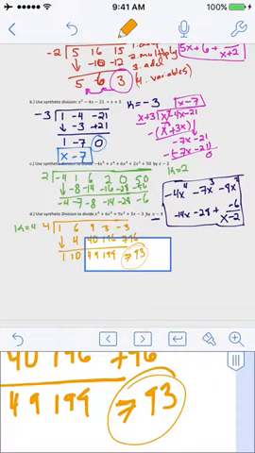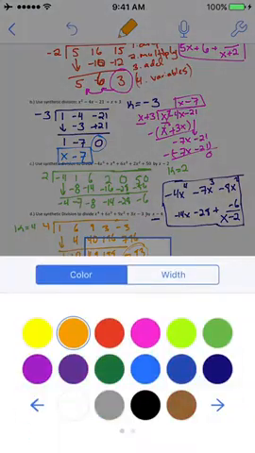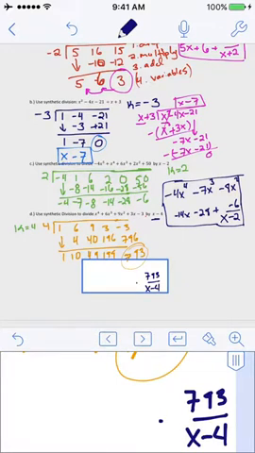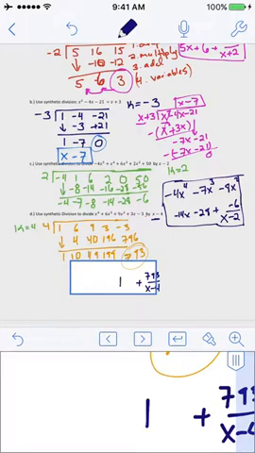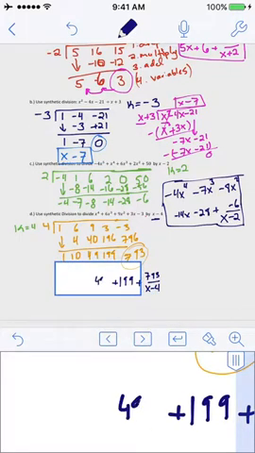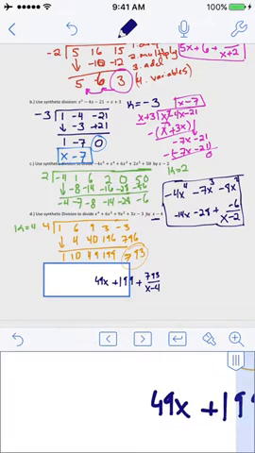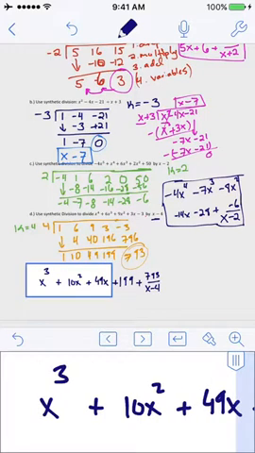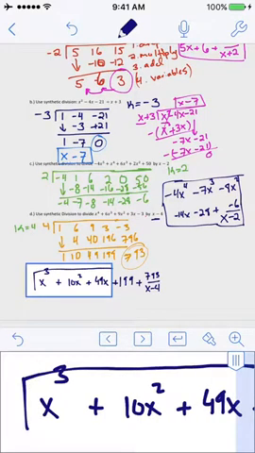So we'll write that down as 793 over x minus 4 plus constant of 199 plus 49x's plus 10x squared plus x cubed. And we are finished. We just added an x every single time.